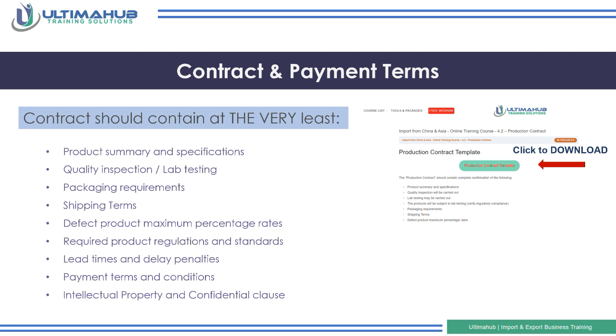The quality inspection and lab testing also needs to be noted on the contract so that the supplier knows what tests you're going to be carrying out. The packaging that's required, the shipping terms confirmation. One essential thing to take note of is the defective product maximum percentage rates. Obviously, you're going to be producing many thousands of products. There will be some defective elements, but obviously you want to make sure that not too many are defective.